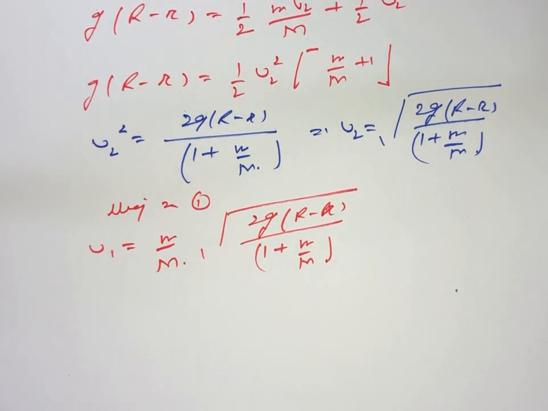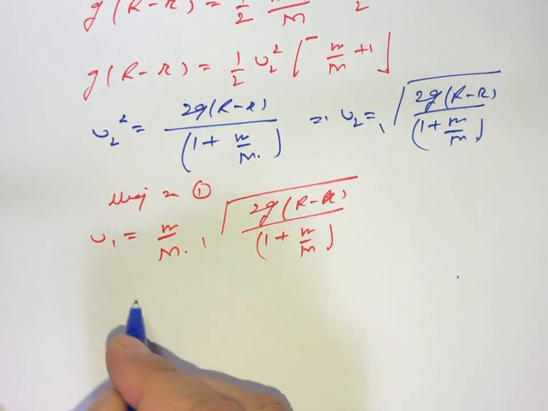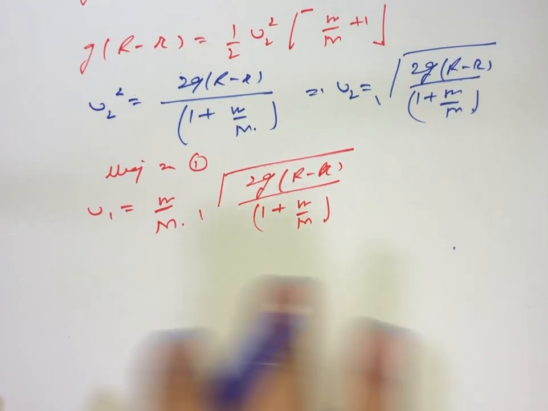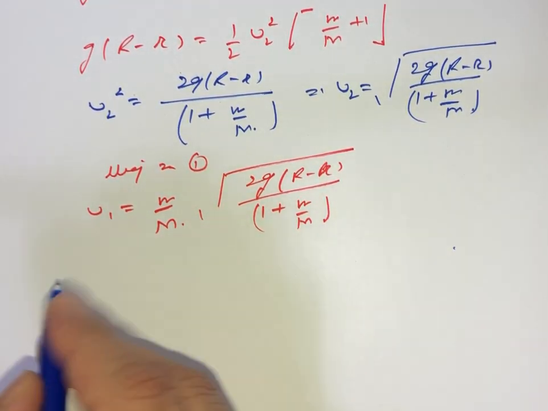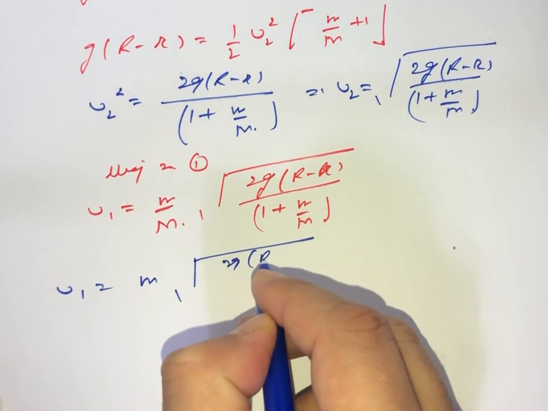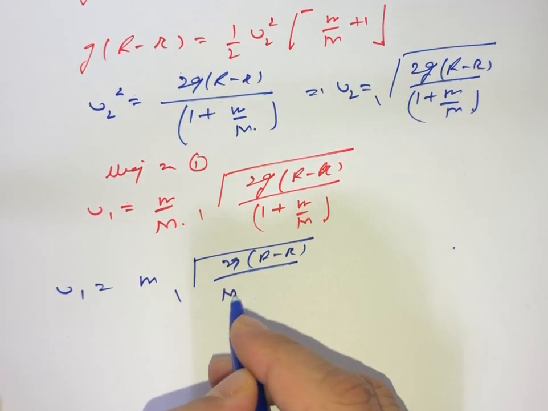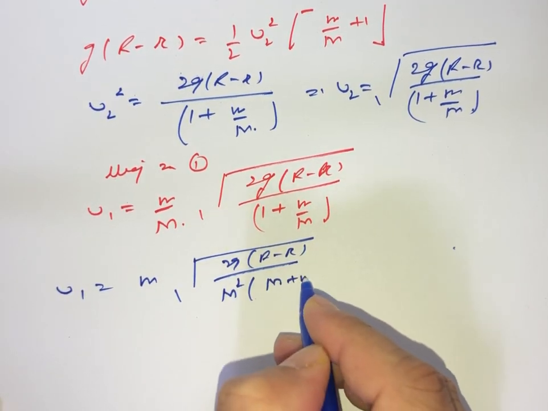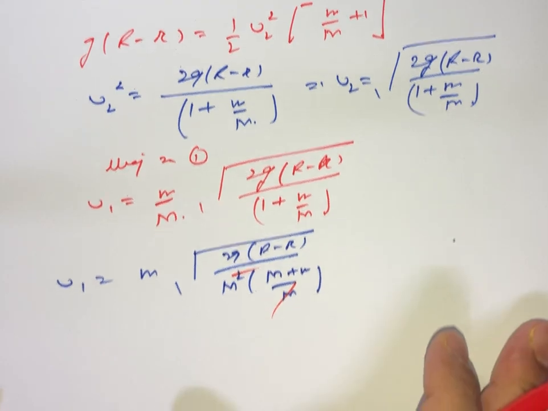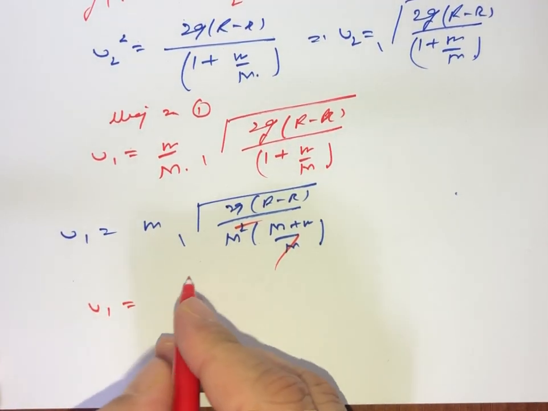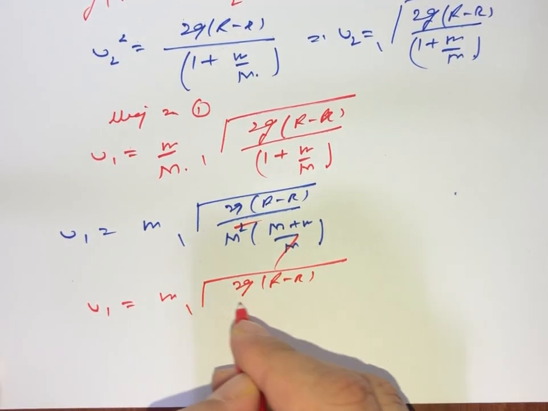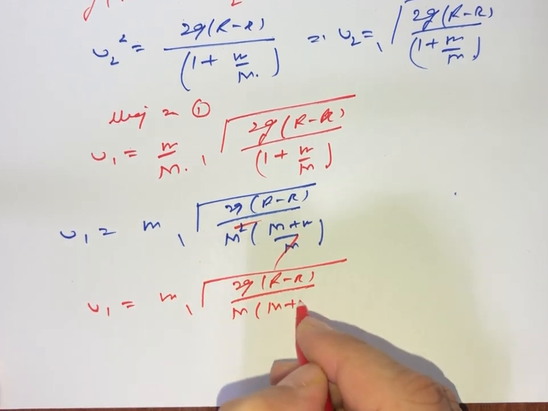So we can write it here that V1, or rather we can say, if we take m inside the bracket, we get V1 is equal to m times 2g(R minus r), and we get M square, taking M as LCM, and this cancels out with this, so we get V1 is equal to m square root of 2g(R minus r) divided by capital M plus small m.